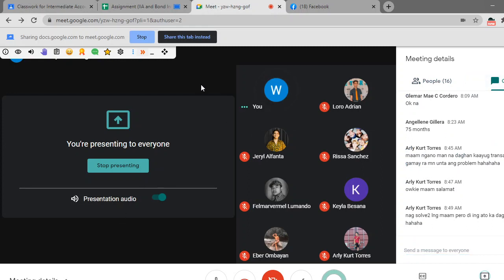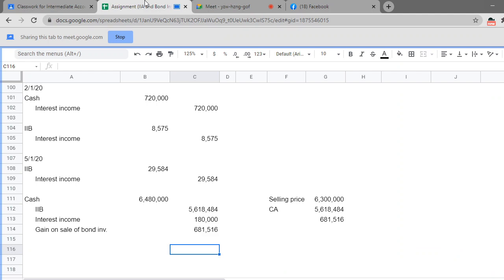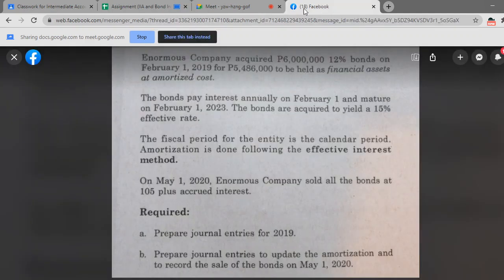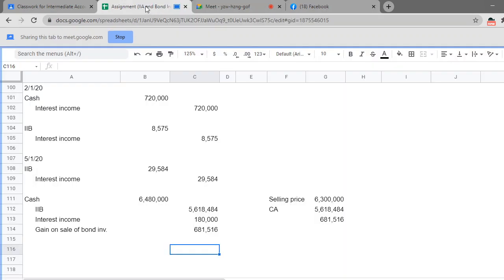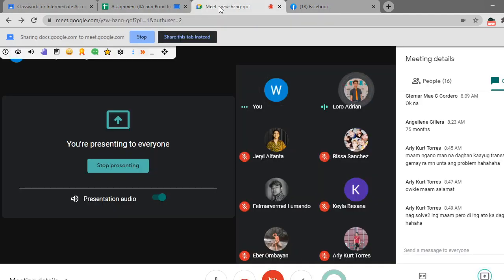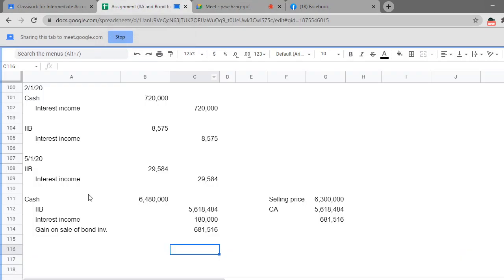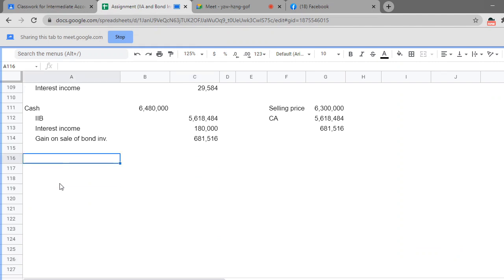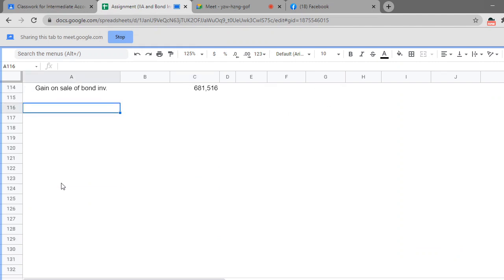So, ayun. Nakita ninyo or wala? Hindi ata siya nakashare. Nakashare ba? Or karon lang? Nakashare, ma'am. Ay, nakashare. Okay. Kala ko wala na akong kausap eh. Sige, so ayan. That would be for enormous company. So far, kumusta ang inyuhang pag-compute? Kumusta ang inyuhang kaugalingon na pag-answer? Okay, let's proceed to fancy company.